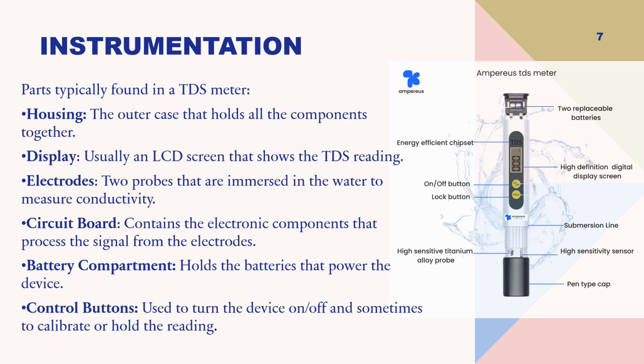the circuit board, which processes the signals from the electrodes; the battery compartment, the powerhouse of the device, which provides power to generate a current; and control buttons for the power and the calibration adjustment. Together, these components make the TDS meter an efficient tool for water quality testing.